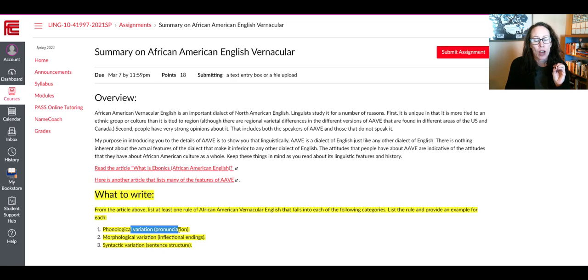So one sound feature that is different from standard English, one morphology feature. So look for some kind of inflectional ending that is different from standard English, one syntactic difference, so one grammar difference, like something in the sentence structure, something with grammar that's different from standard English. And you're going to find that in these websites. So the point here is that we're just looking for the features, just to list.